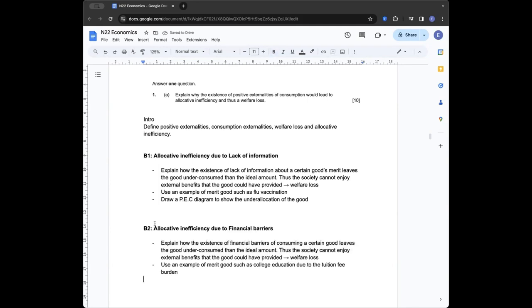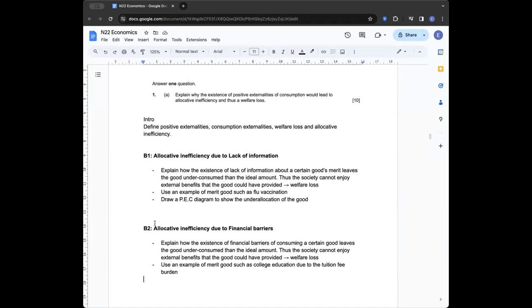Next is due to financial barriers. I can explain how the existence of financial barriers to consuming a certain good can leave the good being underconsumed. So society cannot enjoy external benefits that the good could have provided. So the society has welfare loss.